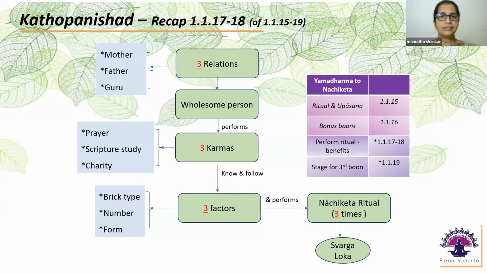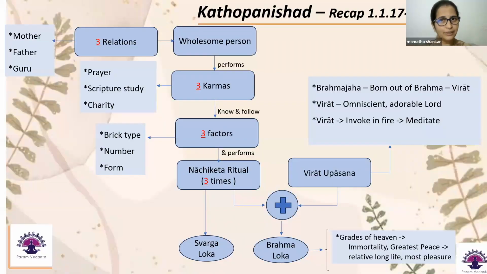In the next slide, this ritual clubbed with the meditation results in greatest benefit. That is, they will attain Brahmaloka, the highest heaven, which gives the greatest or permanent peace and happiness. In short, the ritual with meditation brings more benefit than the mere ritual. Mere ritual will result in a lower heaven, that is Svargaloka, while the one accompanied by Upasana will give the highest heaven or the Brahmaloka.